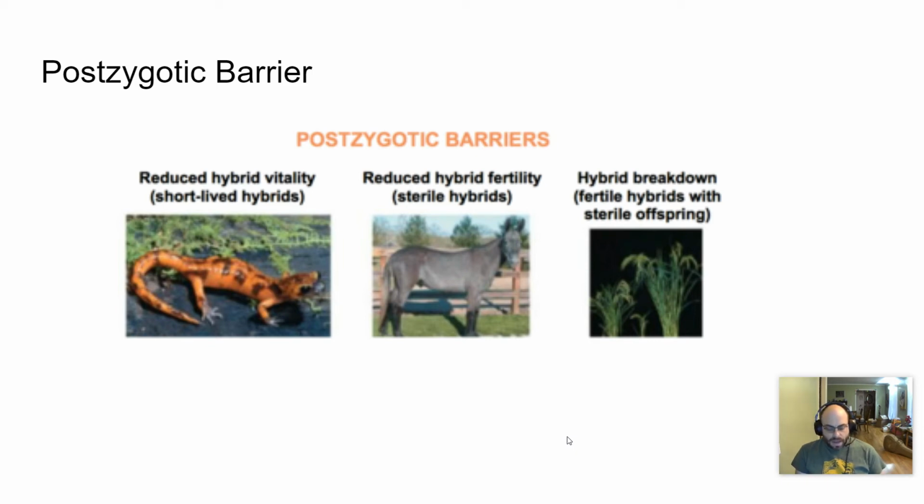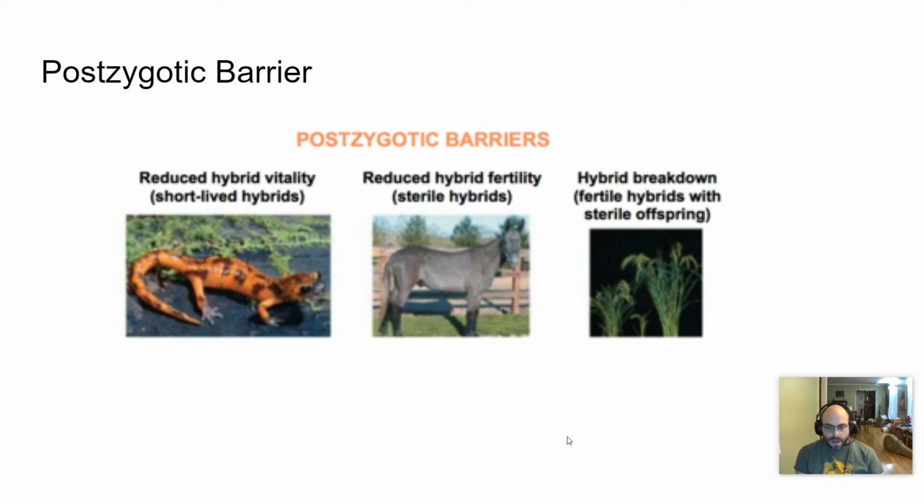So the first one is called hybrid inviability. Basically, the idea is that the zygote is not viable or the organism is not able to complete its development and so is not able to grow into a reproducing adult. There's hybrid sterility, which is the example of the mule that I gave you earlier. The hybrid is a viable offspring, but is not able to reproduce successfully because they are infertile.